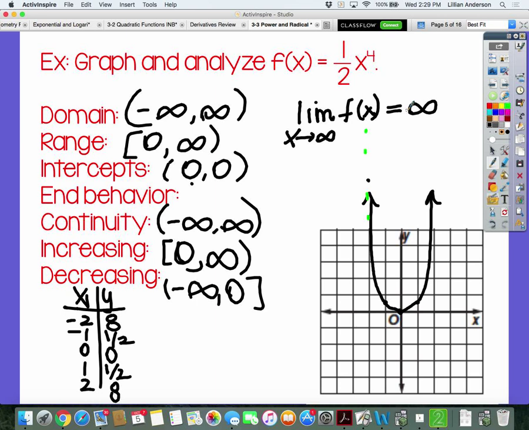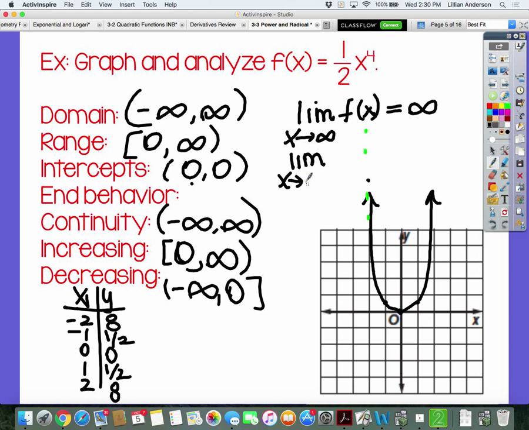That represents the right side. As x approaches positive infinity, y is approaching positive infinity. And you can write this side by side, with a comma, on your notebook line, or go to the next line if you want. But we need to do both sides, because there's two end behaviors. You got the right end, you got the left end.